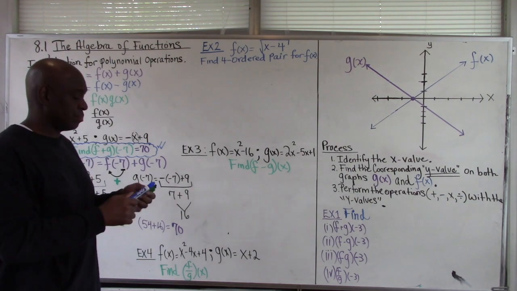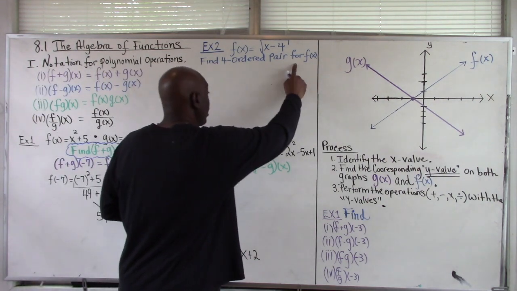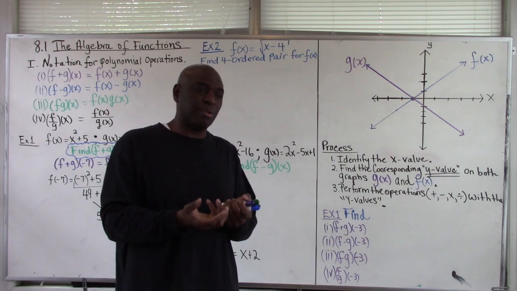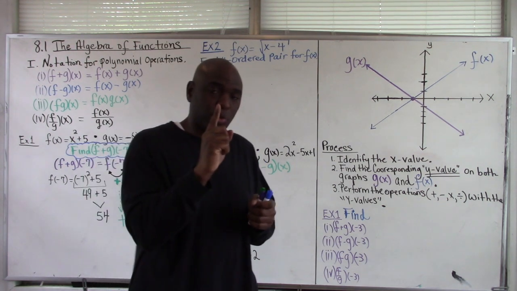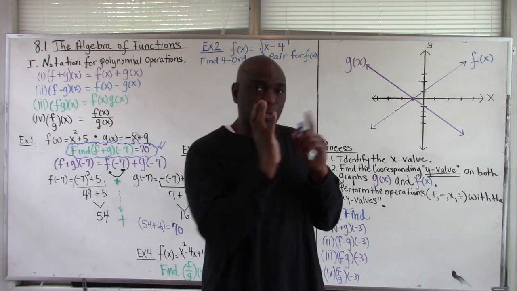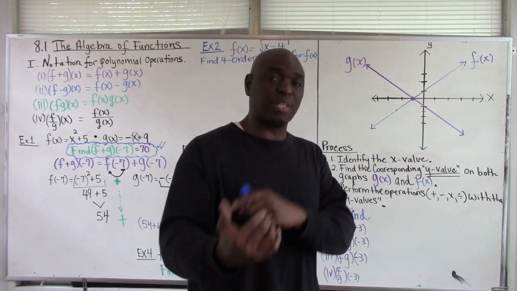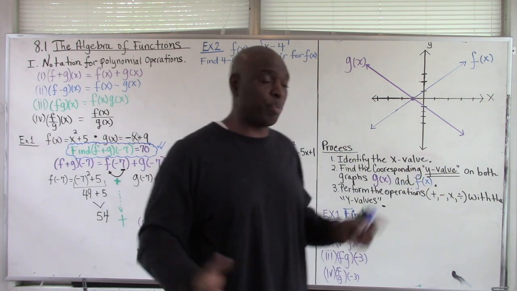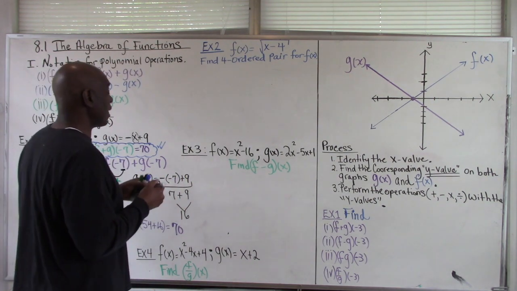Example 2. Find four ordered pairs for f of x. If we want to find four ordered pairs, we need an x-coordinate and a y-coordinate. That's one ordered pair. Another x-coordinate, y-coordinate, that's the second ordered pair. Another x-coordinate, y-coordinate, that's the third ordered pair. So we need x and y coordinates. Those are ordered pairs.